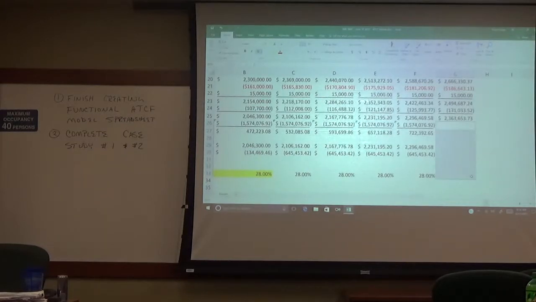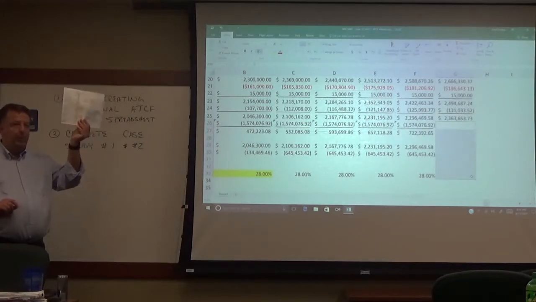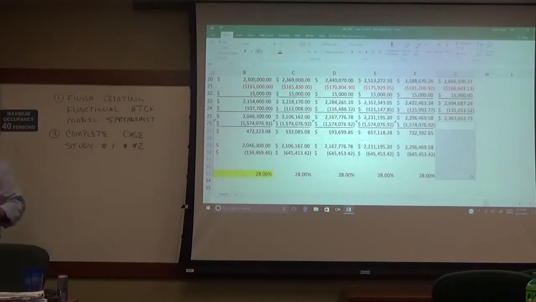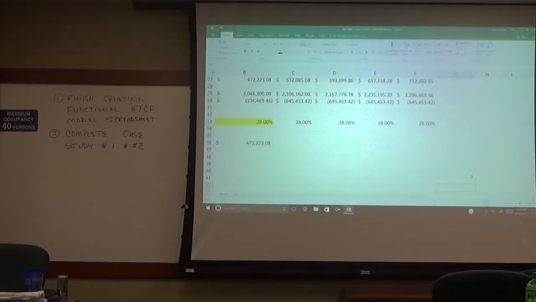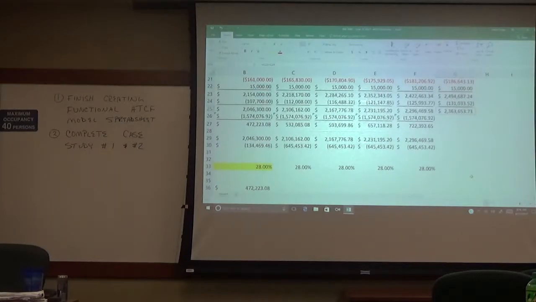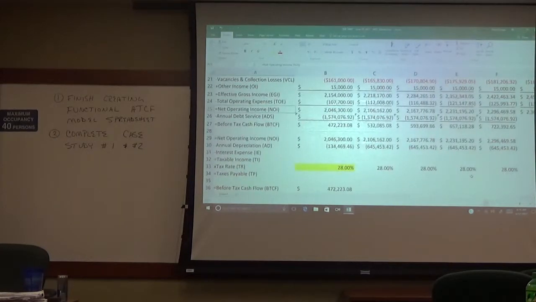Okay? So that matches up with what we have here on the handout. So you have nothing else for year 6 all the way down after NOI. Okay? All right?